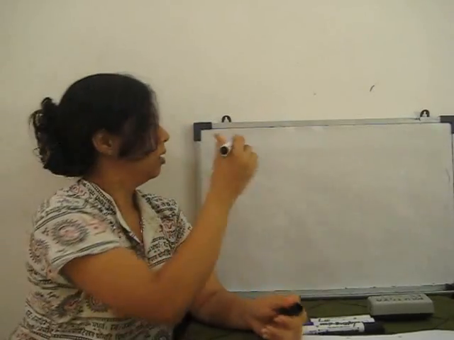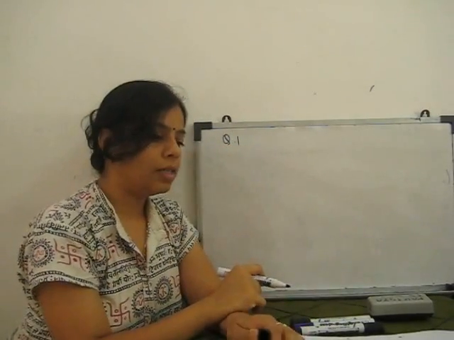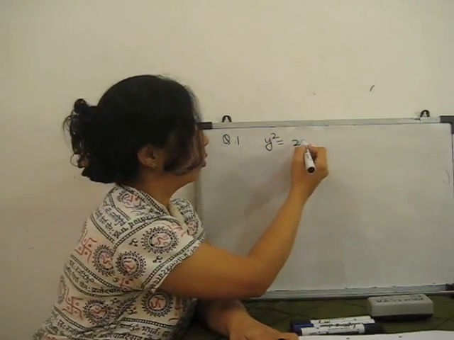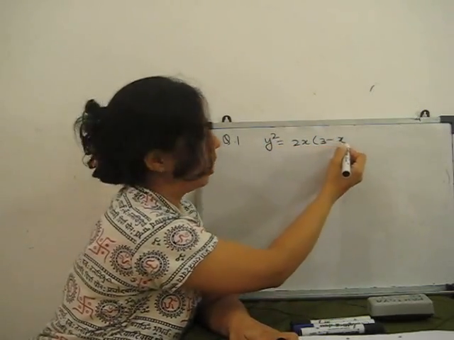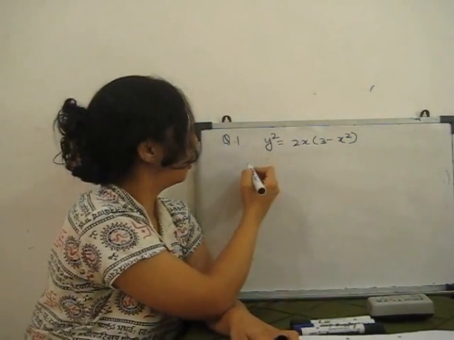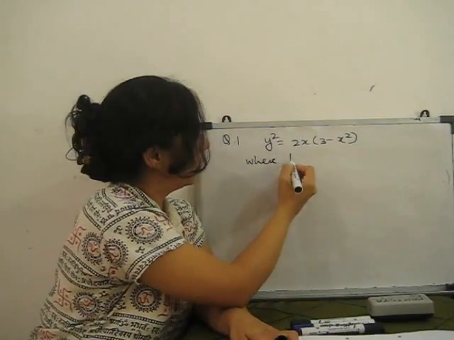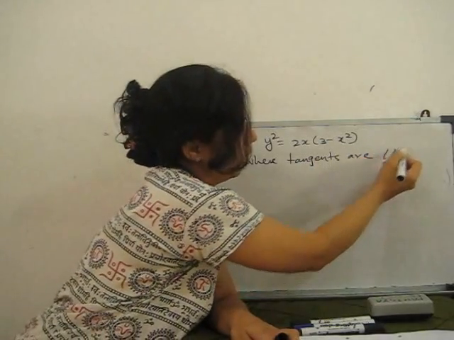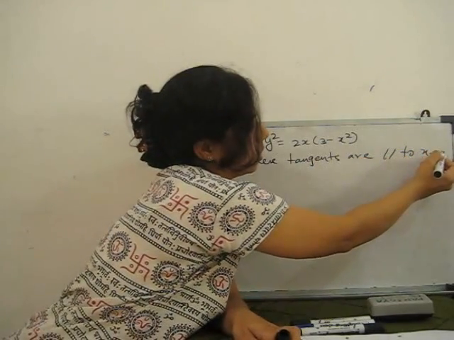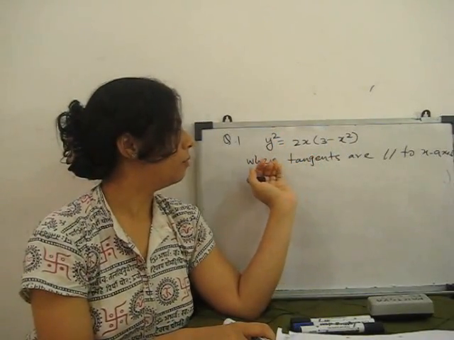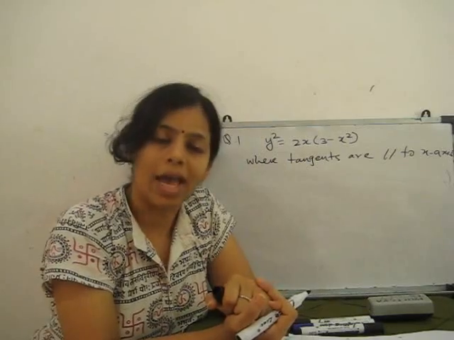Question 1. Find the radius of curvature for the curve y square equal to 2x(3 minus x square) at the point where tangents are parallel to the x-axis. So they give the curve and the point where the tangents are parallel to the x-axis.